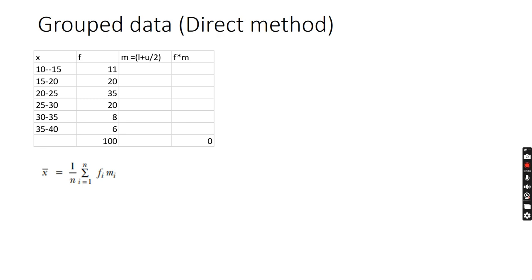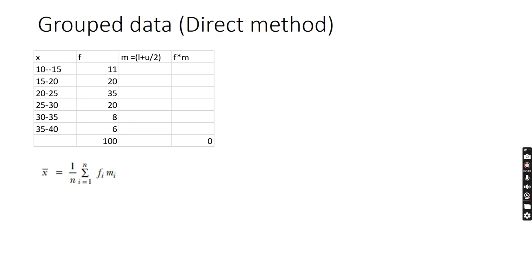Now we have f, which is the frequency, which means that in the first class interval, 11 students have scored marks between 10 to 15. If you notice, there is a continuation of the upper limit and the lower limit, that is 15, 20. This is an example of an exclusive class interval where the number 15 or the upper limit is excluded. So a student scoring marks between 10 to 14 would be included in the first class, and a student scoring 15 would be included in the second class.